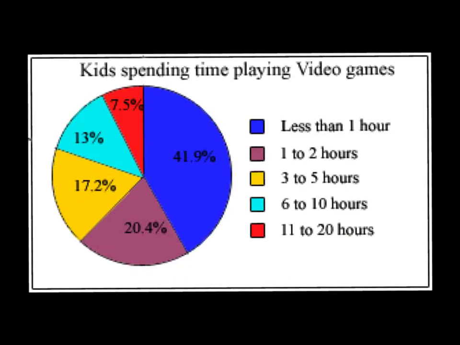The next graph that we're going to look at is a circle graph. This one is showing the kids spending time playing video games, and it's got the percentage written right on the graph, which is great. It shows us how much. It also has a legend that shows the colors that compare. So this color is blue, so we know that 41.9% of kids spend less than 1 hour.